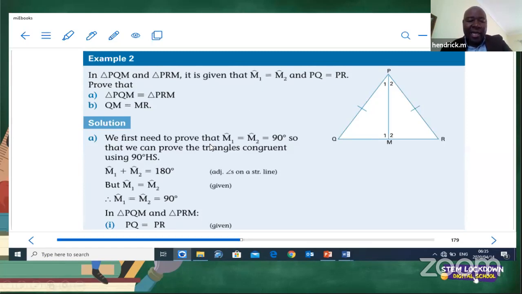Therefore, in triangle PQM and triangle PRM, the 2 triangles, we also know that PQ is equal to PR. That information is also given to us. All right. Now that we know the 2 conditions, the first one is the angle. We know now M1 is equal to M2, both of which are 90 degrees because they are on a straight line. And of course, we also know that PQ is equal to PR. So we've got a pair of angles and a pair of sides.